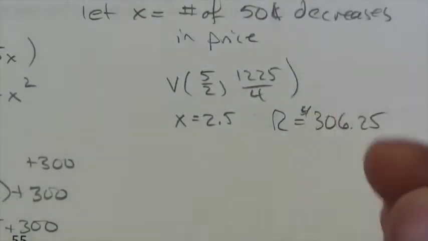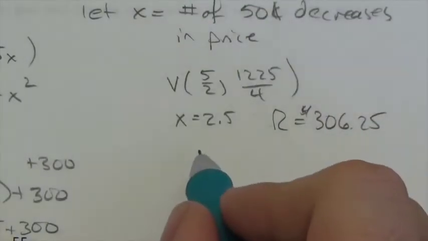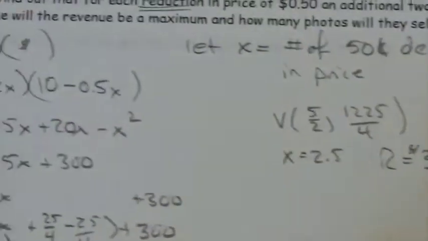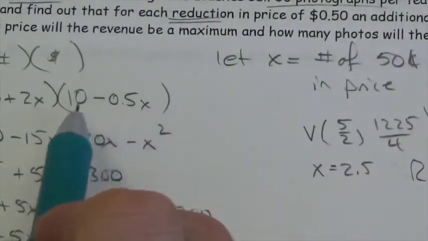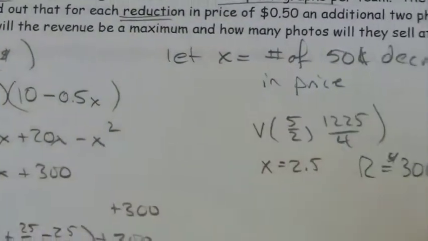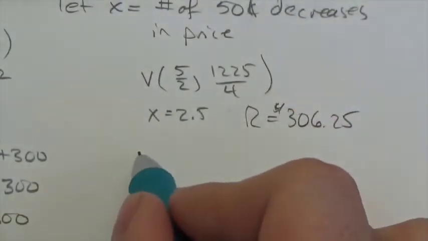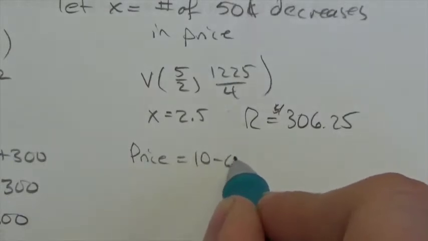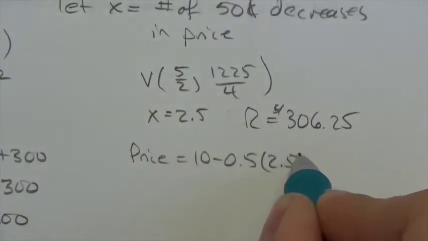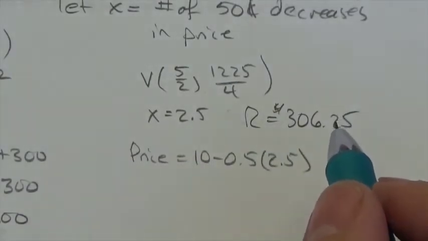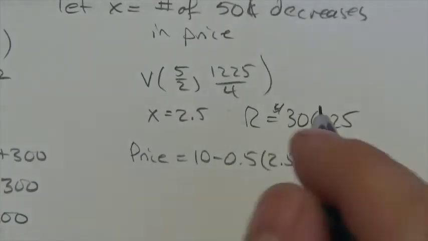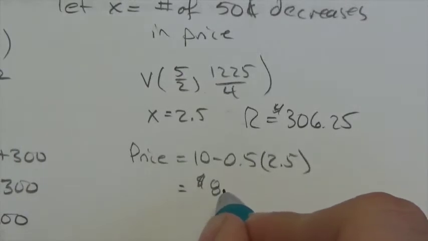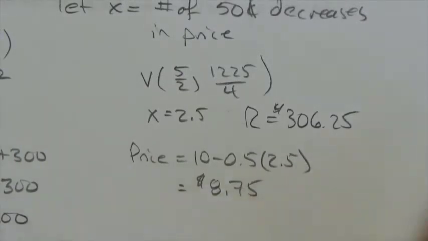So remember, x isn't given in terms of dollars. That's not what it is. It's the number of 50-cent increases. So what price are we going to use here? Well, our price was determined by this binomial, 10 minus 0.5x. So let's do that. So our price here is going to be 10 minus 0.5 times 2.5 in this case. Now I don't want to write this down wrong here. So my price when I plug that in is going to be $8.75.